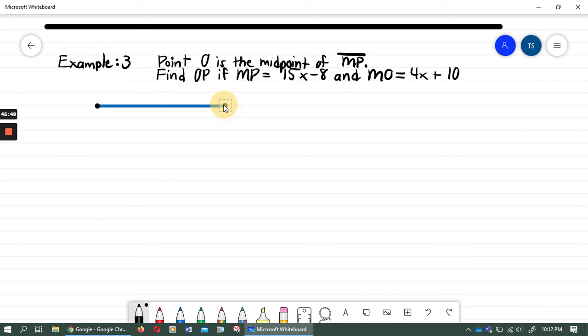All right, so we got a segment MP, and they tell us that O is the midpoint of that segment. Let's go ahead and put our point there. Remember, folks, if we've got a diagram and we want to indicate that we've got a midpoint on that diagram, make sure that you put some congruency marks in there.